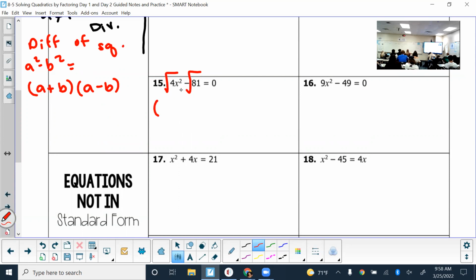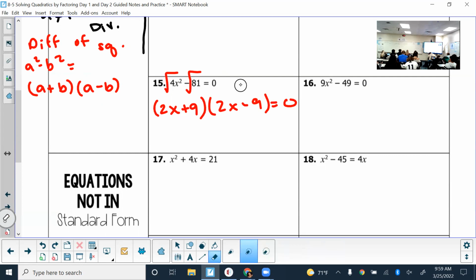What's the square root of 4x squared? Square root of 4 is 2. Square root of x squared is x. What's the square root of 81? So then one of the parentheses will have the square roots with a plus, and the other will have it with a minus. Bringing back memories, I hope. Yeah. All right. So then after you factor, what do you do?